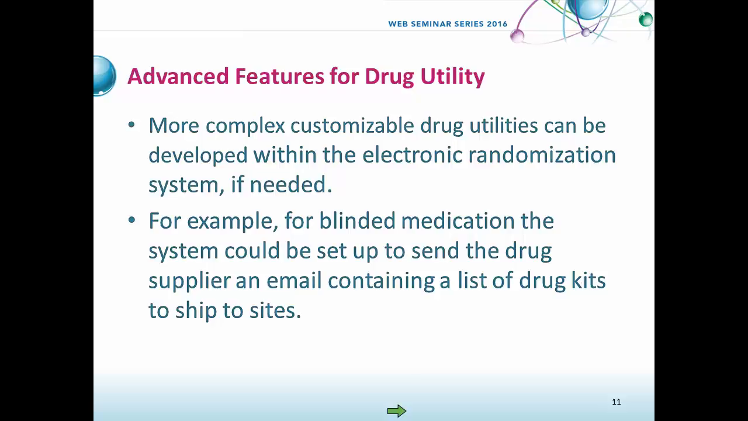The DSC can also develop more advanced features for drug utility within the electronic randomization system if needed. For example, if a study has blinded medication, the system could be customized and set up to send the drug supplier an email notification containing a list of drug kits that need to be shipped to the sites.